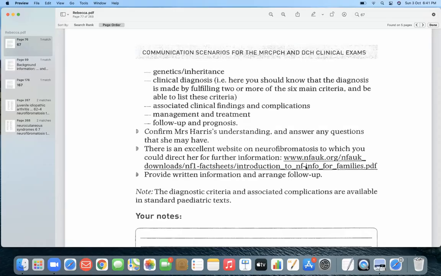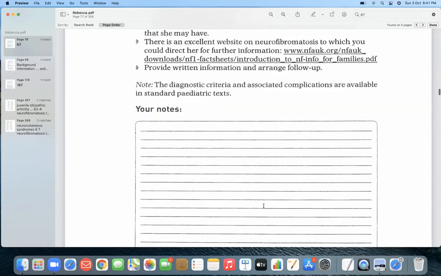Okay, this is the website: www.nfauk.org. Okay, provide written information and arrange follow-up. The diagnostic criteria and associated complications are available in standard pediatric textbooks.